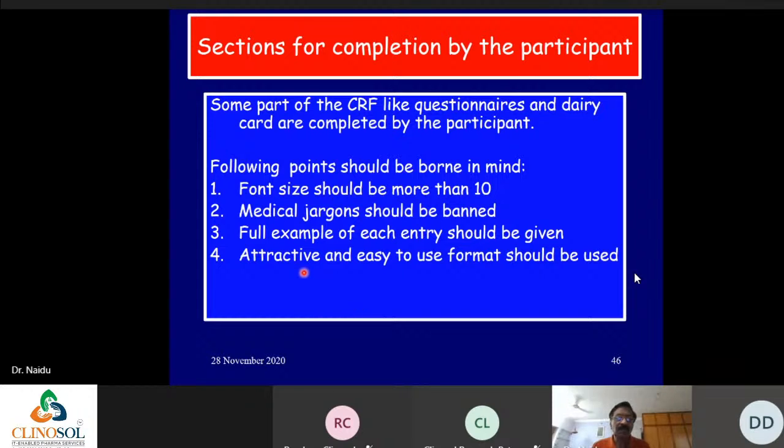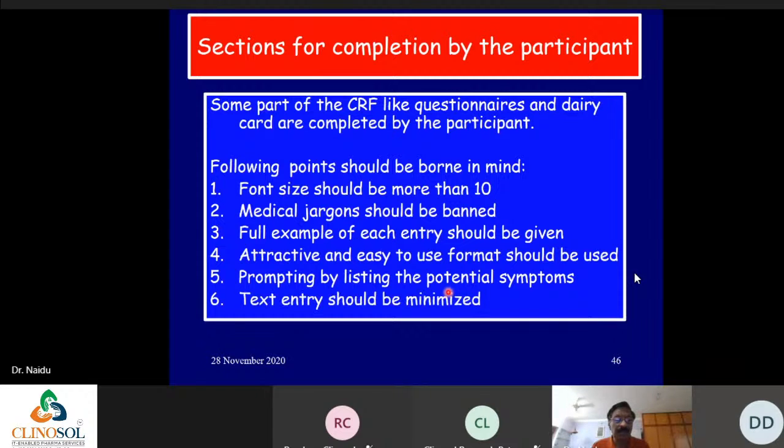Attractive and easy use of format should be used. Don't use a format which is very difficult for him to answer. A tick mark or cross may be very good. Just put a box and tell him if you agree, put a cross mark. It's very easy. And list the potential symptoms, prompting him to understand what type of symptoms he may possibly develop.